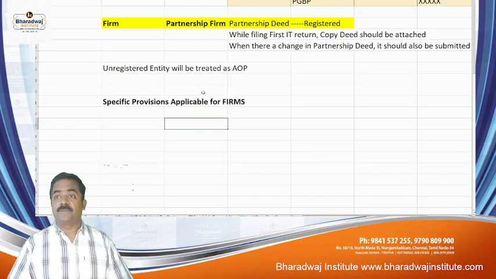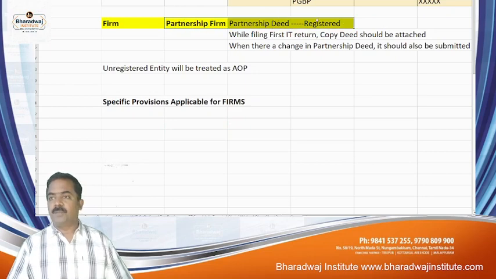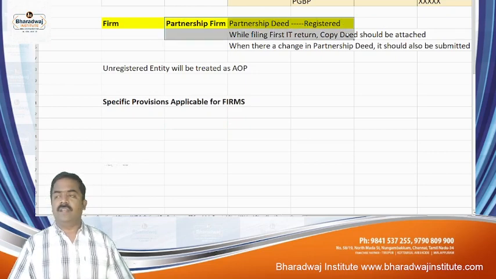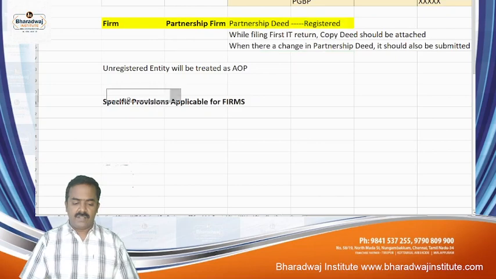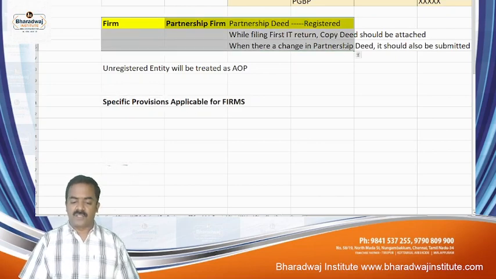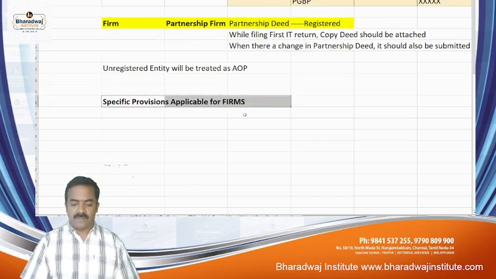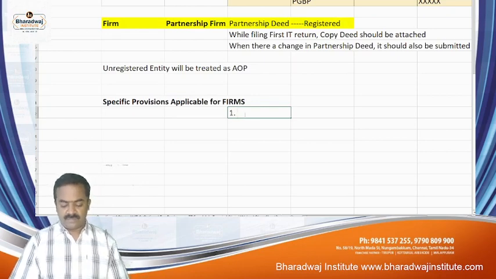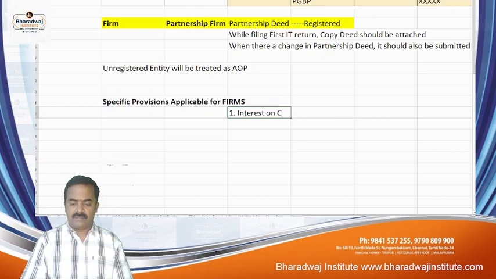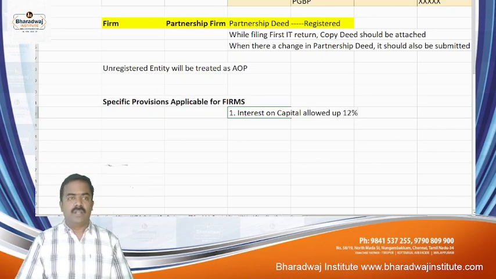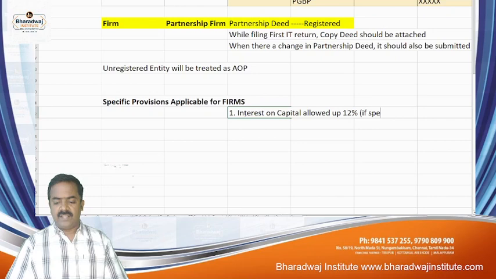Please remember, when will you call it a firm? There should be a partnership deed. The deed should be filed along with what? The first income tax return. When there is a partnership deed change, it should also be submitted. Okay, only when those conditions are satisfied, then these provisions are applicable. Number one, interest on capital. Allowed up to 12%. Allowed up to what? 12% if specified in the deed.